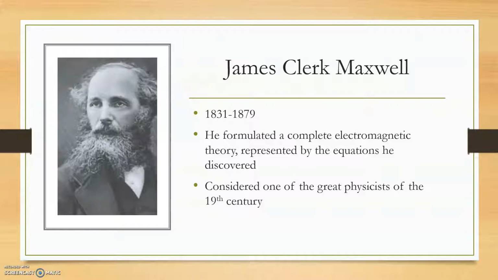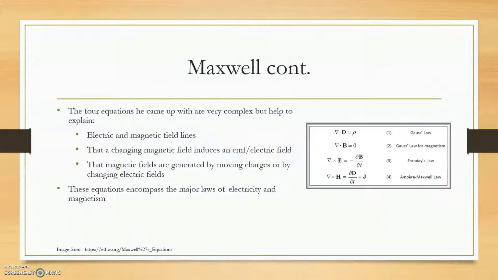First thing I'll be discussing today is the famous physicist James Clerk Maxwell. He lived in the 19th century and was instrumental in establishing the electromagnetic theory. He brought together the work of many other physicists like Ørsted, Coulomb, Gauss, and Faraday to come up with equations that make up the electromagnetic theory. Now, I'm not smart enough to fully understand and interpret these fancy equations, but I know that they help to encompass the major laws of electricity and magnetism.